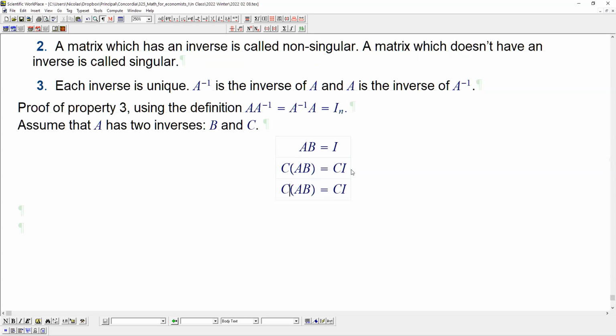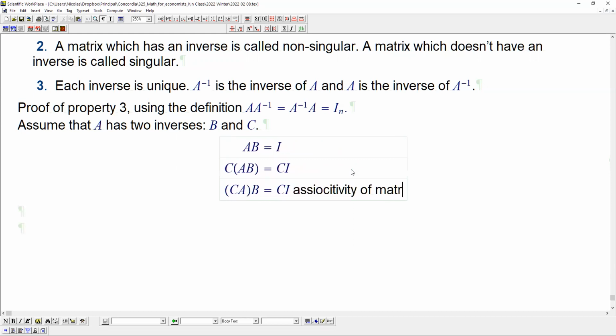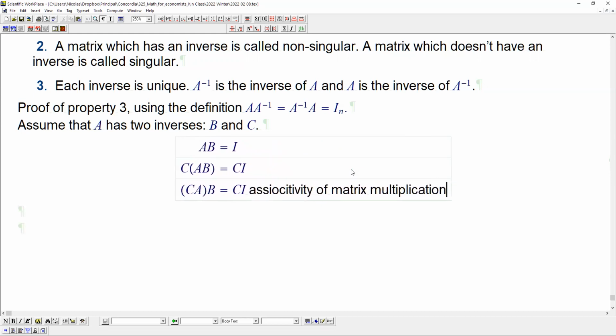Here, what we're going to use is the associativity of multiplication. This is equal to this, because we've seen that C times AB equals CA times B. Or you could just write CAB, but we write it this way to really highlight this. To show that you understand what's going on, you can say using the associativity of matrix multiplication. And then we're almost done.